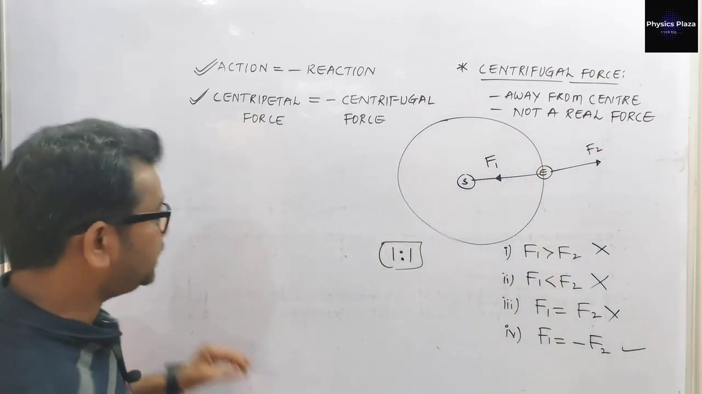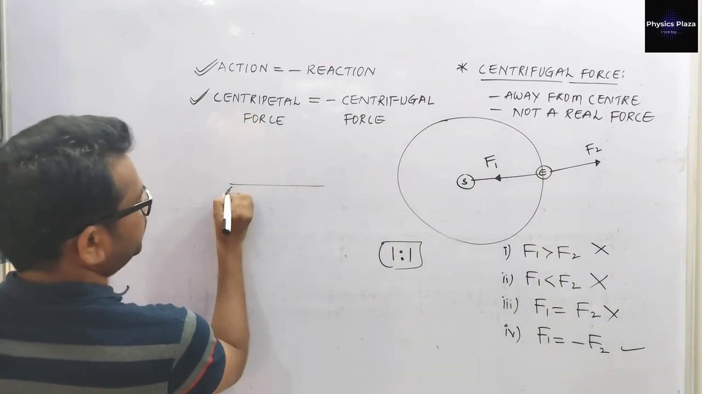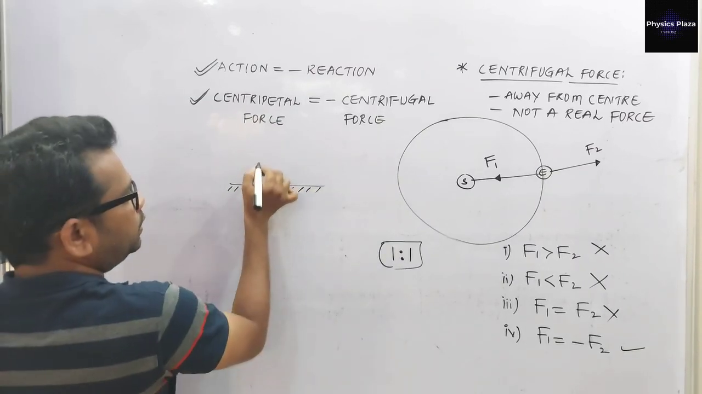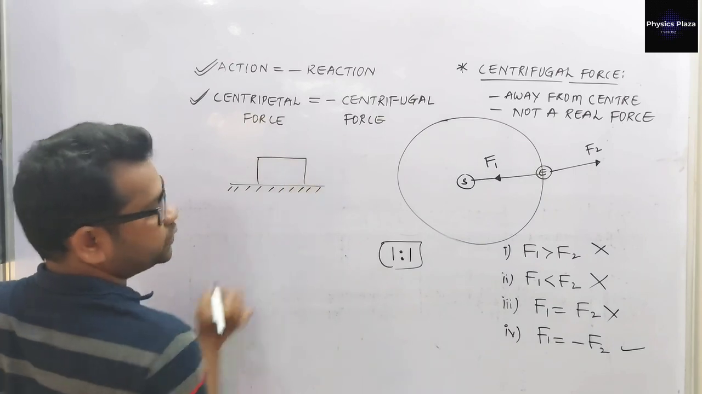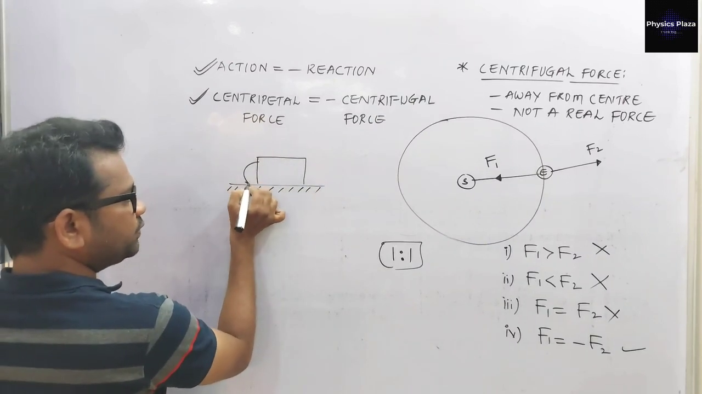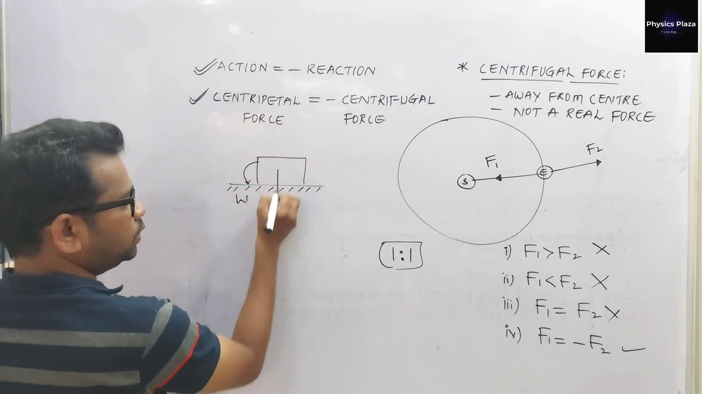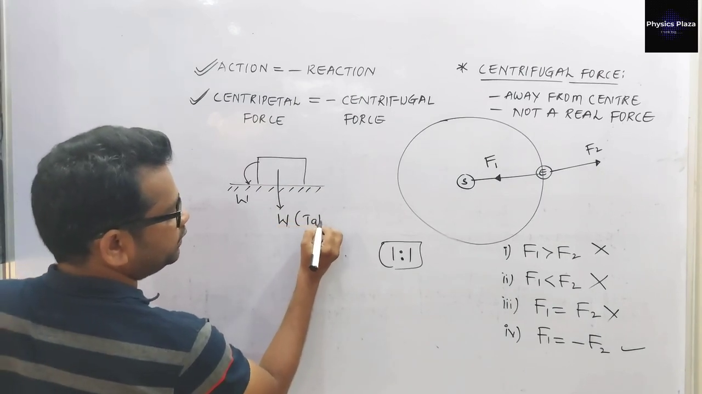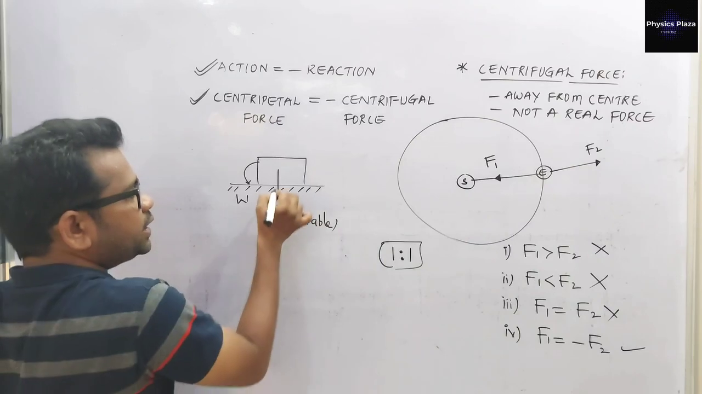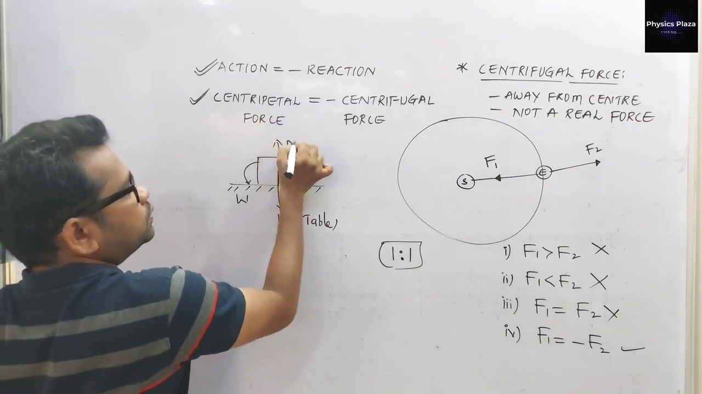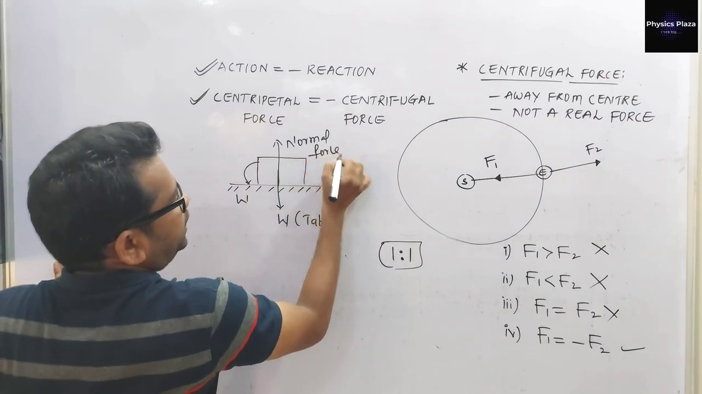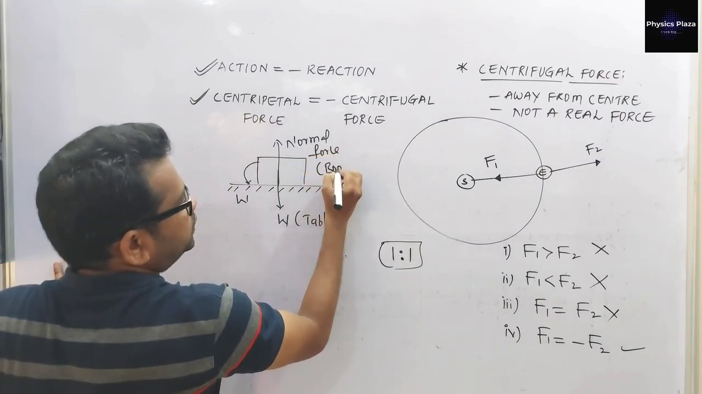If you want to understand that, let us take one example, children. So here is earth surface. There is a table. Your book is there. Children, so here book weight will act on the table downwards. Very, very important. And in reaction, what will happen? Normal force. Where this normal force will act on? Book. Children, try to understand.